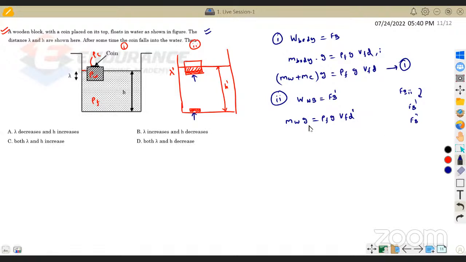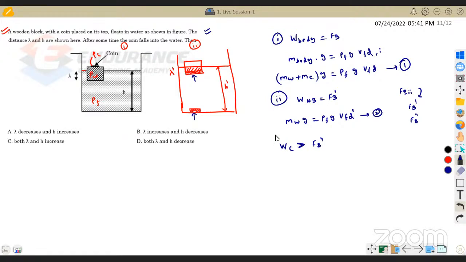Right. So this is what I will consider to be the second equation. And now what about the third equation? What if you consider the coin completely submerged? So the weight of the coin, and the buoyancy force which is acting on the coin, these two will not be the same because it is submerged. So the weight of the coin is greater than the buoyancy force which is acting on the coin.